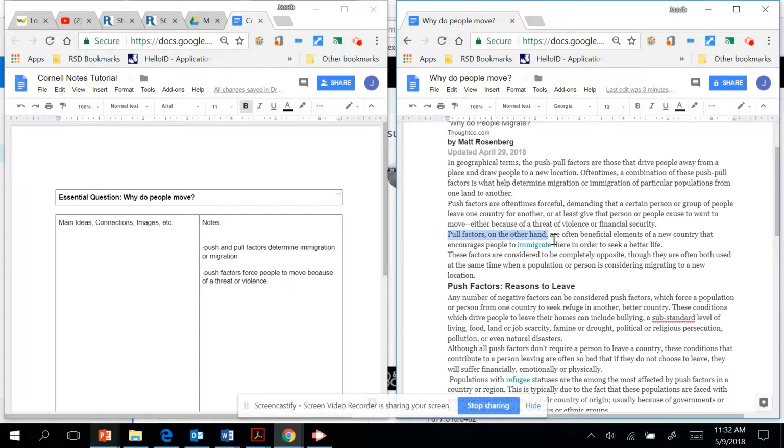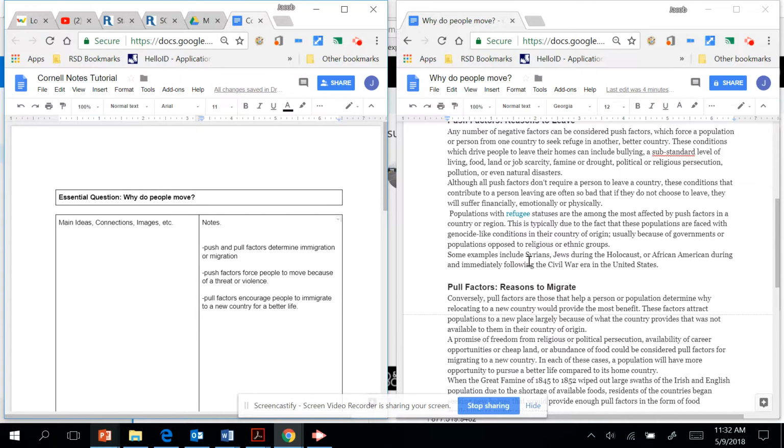Pull factors, on the other hand, are often beneficial elements of a new country that encourage people to immigrate to a better life. So I'm going to write pull factors influence or encourage people to immigrate to a new country for a better life. I could get into these details, but I don't want to go into too much and waste some of our time. Now that I have a few notes, I'm done with the article at this point.